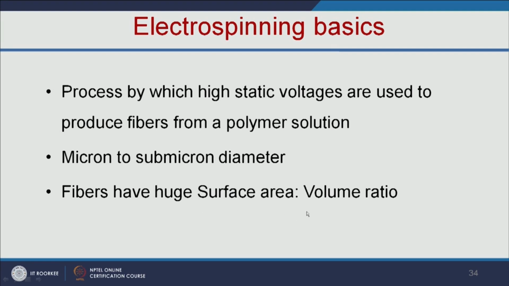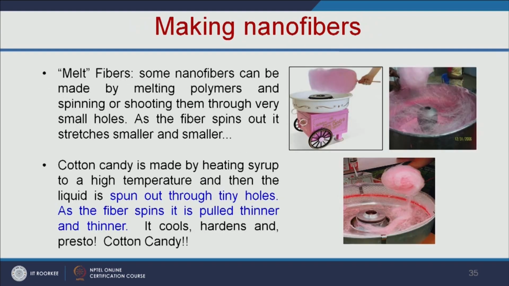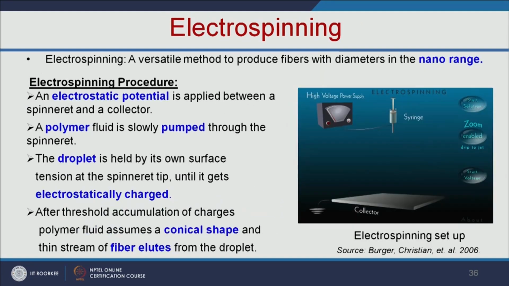So how do we make nanofibers using electrospinning? Let us see a simple example. It is similar to cotton candy. In cotton candy, what is your polymer solution? You will be using a sugar solution. When you use the sugar solution and spin it out through tiny holes, as the fiber spins, it is pulled thinner and thinner, so you will get this kind of fibrous structure. The simple example is cotton candy. The same principle applies to your electrospinning setup also.